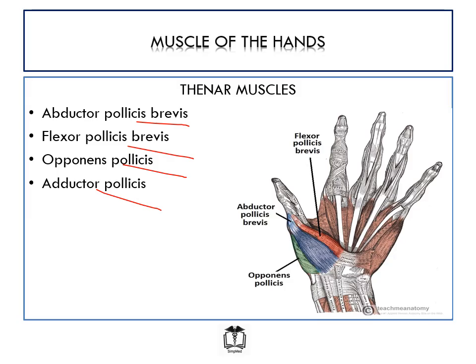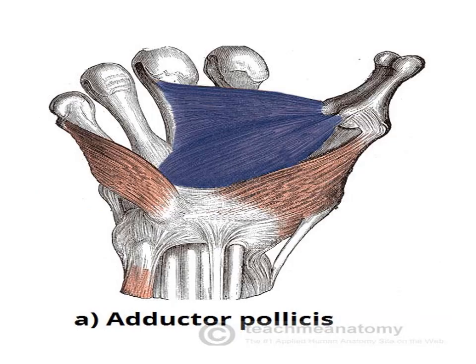And then the adductor pollicis tends to be involved in adduction of the thumb. Now the difference between each of them is the fact that the first three, that's the abductor pollicis, the flexor pollicis, and the opponens pollicis, are all supplied by the median nerve. The exception tends to be the adductor pollicis. The adductor pollicis is the only thenar muscle supplied by the ulnar nerve. So this is the adductor pollicis muscle, and it's the exception to the rule in terms of the thenar muscles. Remember that the adductor pollicis tends to be supplied by the ulnar nerve.